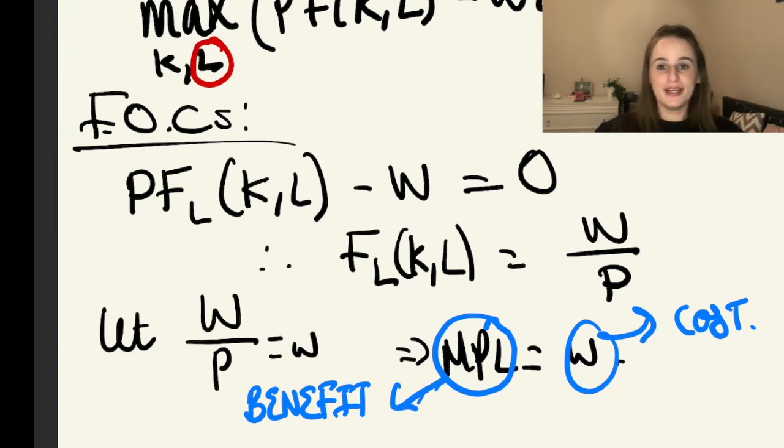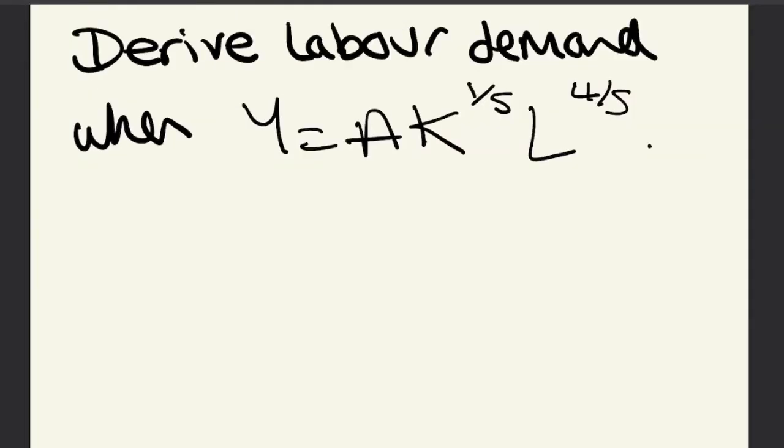So, in summary, if you want to derive labour demand, all you need to do is find your marginal product of labour, which is just your output differentiated with respect to L, and then set it to the real wage rate, and then you can rearrange that and solve for L, and you know how many people to employ. Let's actually put this into practice and do a question.